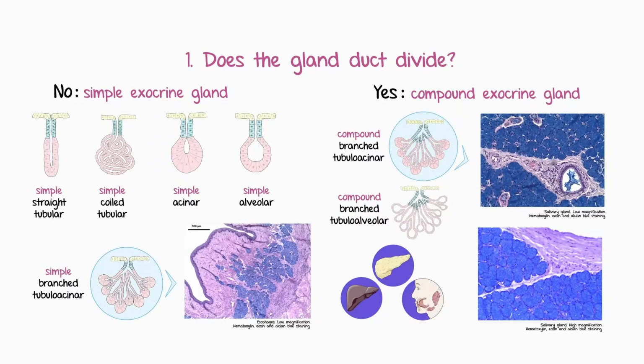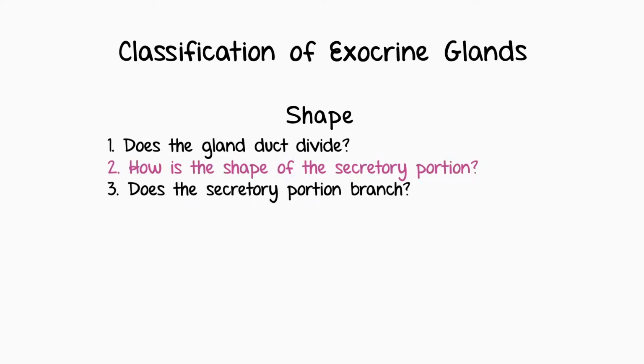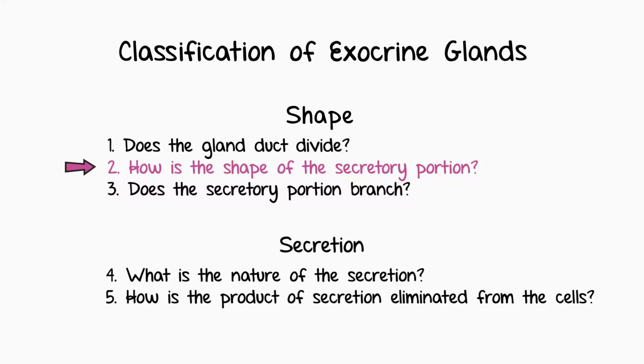In the previous video of this series about exocrine glands, we learned how to classify them by duct shape. Here, we will continue to address the classification of these glands by shape, but now referring to the secretory portion. We will start with the answer to the second of the 5 questions made on video 2.